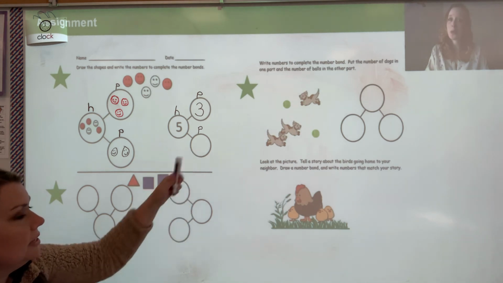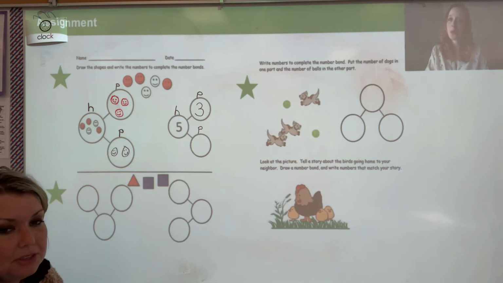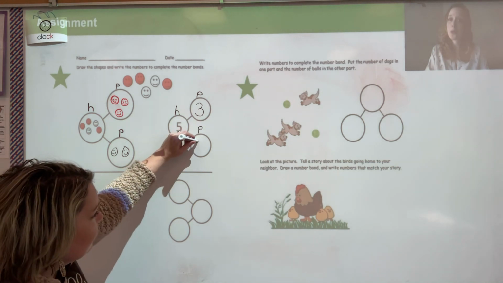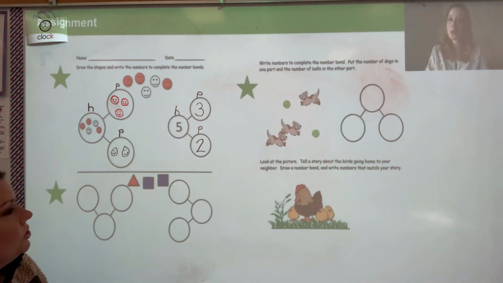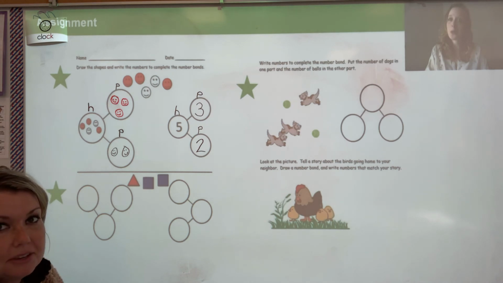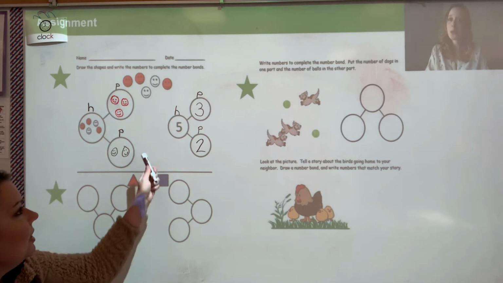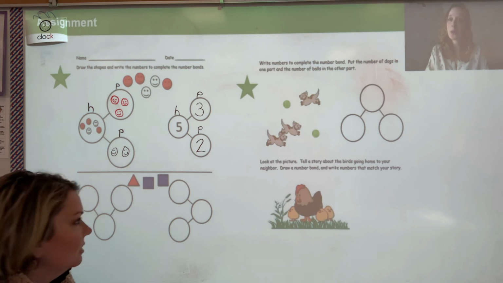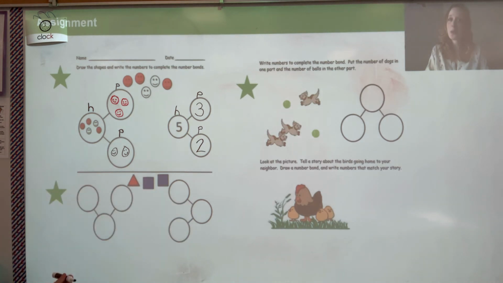What am I gonna put in this bottom part? Show me with your fingers. Very good. I see most of my friends showing me 2 with their fingers. Now I've completed that problem. Let's look down here at this one.